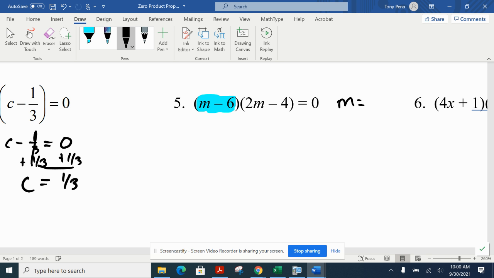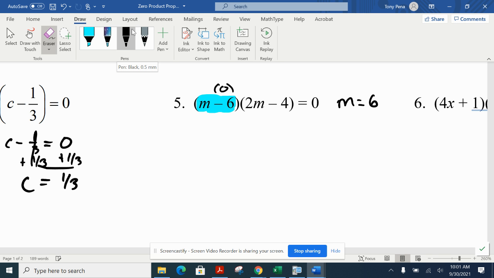All right, Sarah, what is that number? Good. So we all agree 6 minus 6 would have made this a 0. So even though I plug in a 6 here and I would have had, what, 12 minus a 4, so I would have gotten an 8. As long as this one is a 0, 0 times 8 is still going to equal a 0.